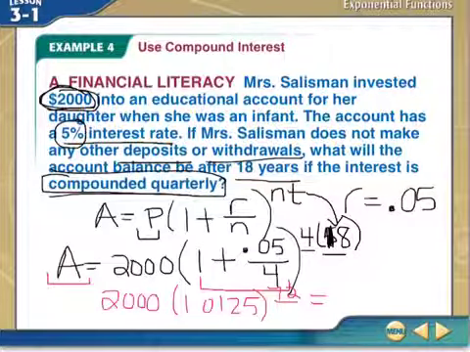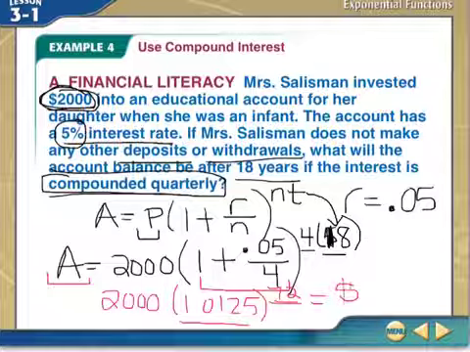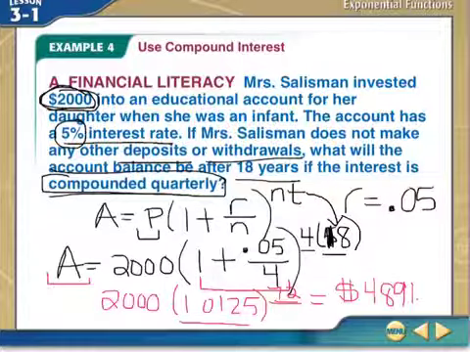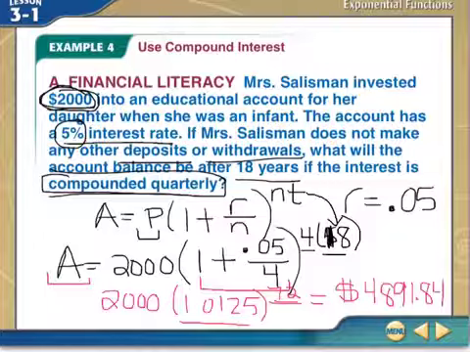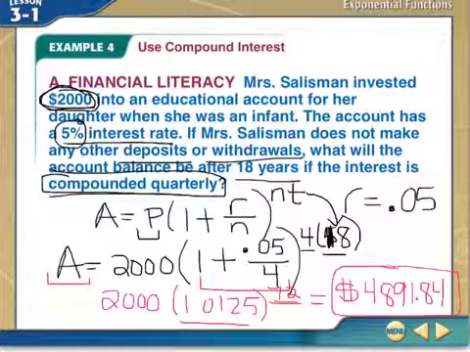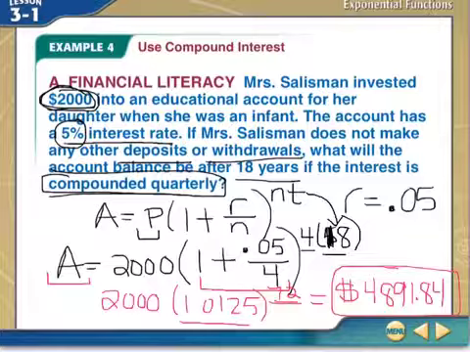If I follow the correct order of operations there, raising 1.0125 to the 72nd power and then multiplying by 2,000, we get an amount of $4,891.84. This is the amount that Mrs. Solisman will have in her account after 18 years, given that she started with $2,000 in the account.